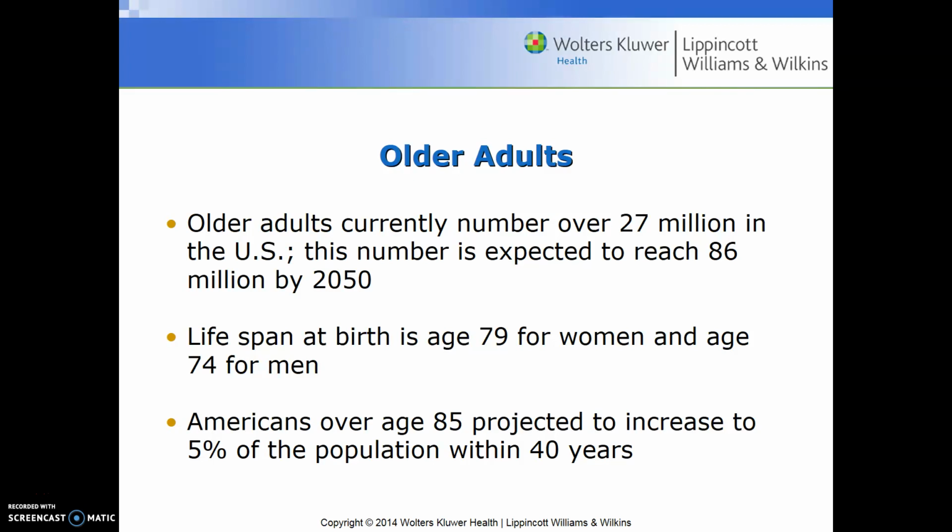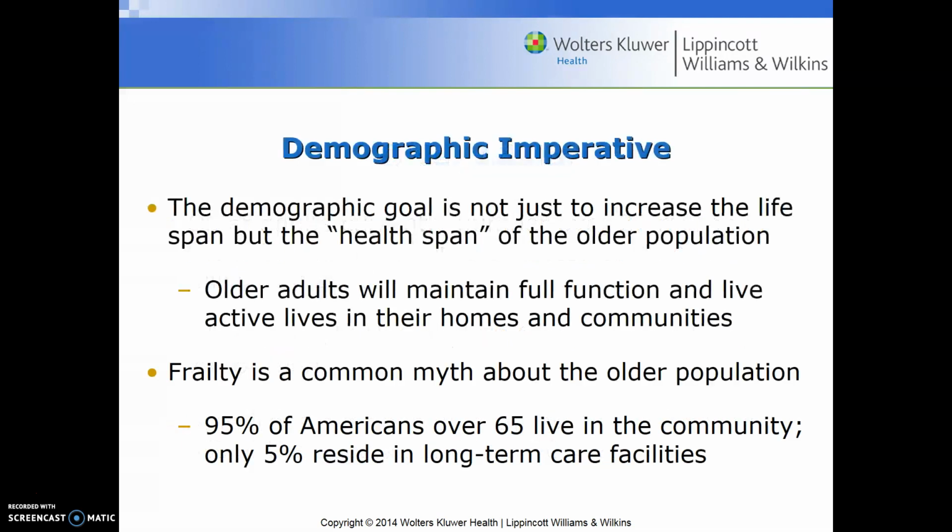Lifespan at birth is age 81 for women and age 76 for men, and Americans over 85 are projected to double from 6 million, which was counted in 2013, to over 14 million in 2040. It's important for us to look at demographics and discuss this demographic goal of not to increase lifespan, but to increase health span of the older population. We want to maintain full function and allow our older patients to live active lives in their homes and communities.